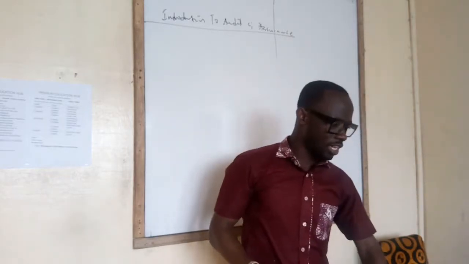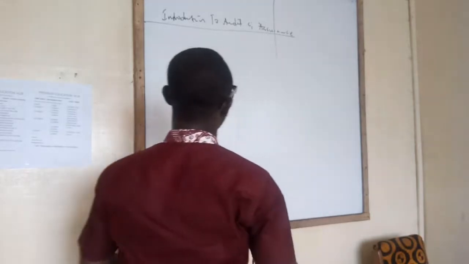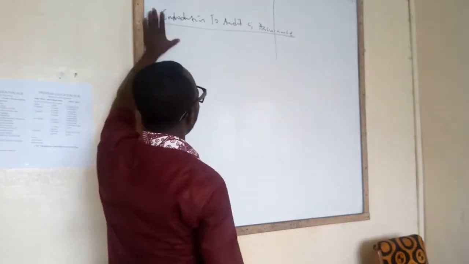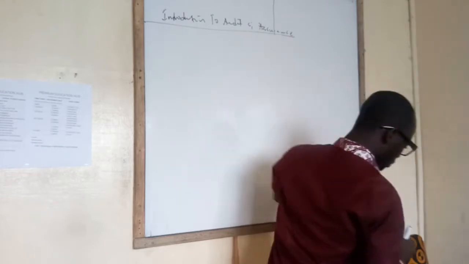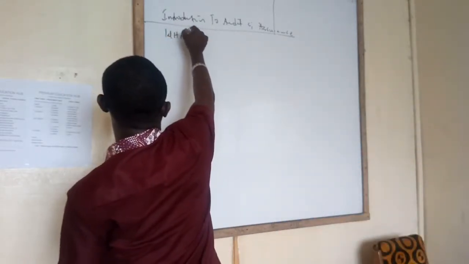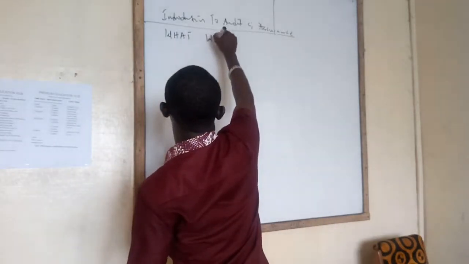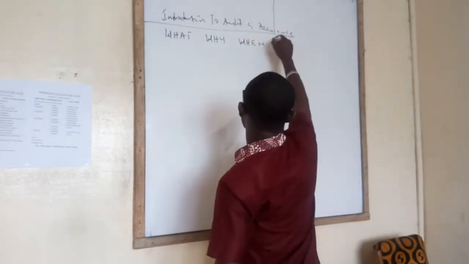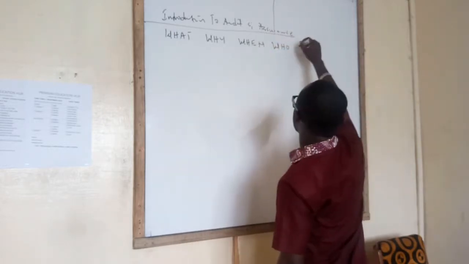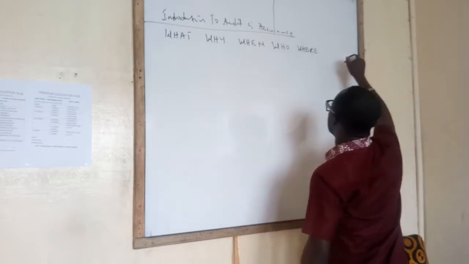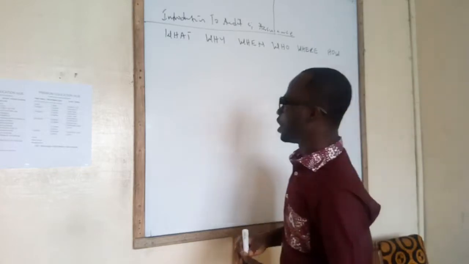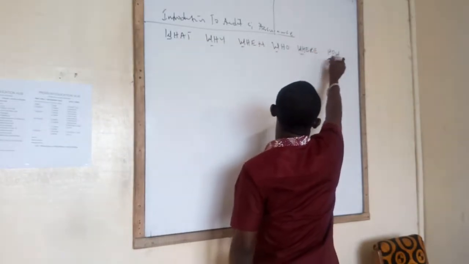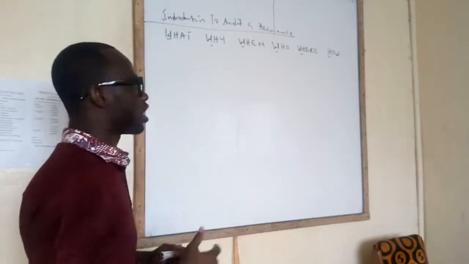Now, to look at audit and assurance and start with the introduction, there are five W's and one H that we need to consider. In other words, there are six questions we will answer if we want to understand what audit and assurance is. So, we will have, what is auditing? Why do we audit? When do we audit? Who does the audit? Where the auditor expresses his opinion, and then how the auditor carries out the audit. So these are the five W's and one H that we'll be focusing on as we look at the introduction to audit and assurance.